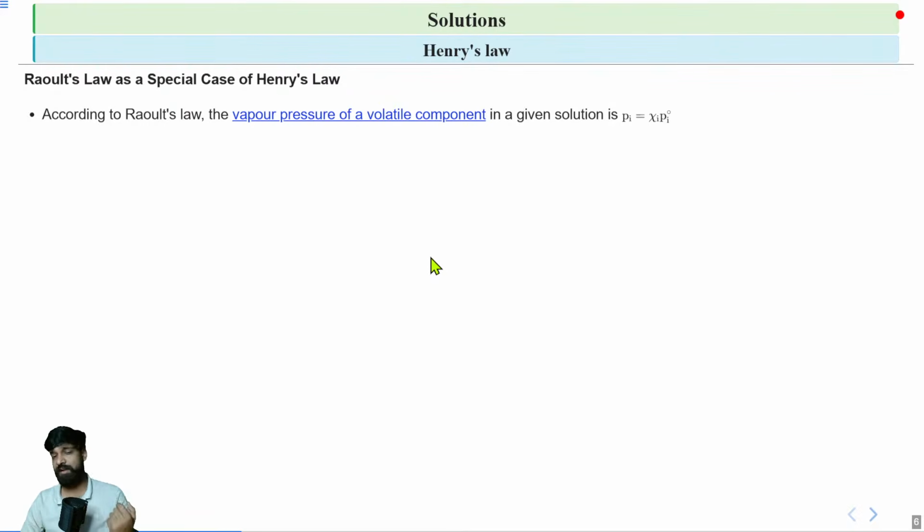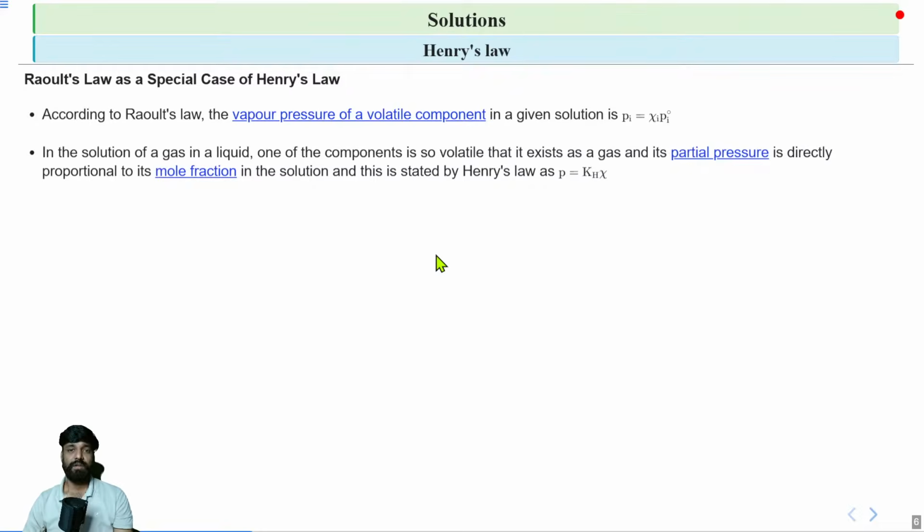So this is the Raoult's law statement. Got it? So Pi equals chi Pi naught. Then next, from Henry's law that we studied today, the pressure of the gas equals Kh chi. Again, chi is the concentration. Now if you compare both these equations, what can we say? We can say that only one thing is different.